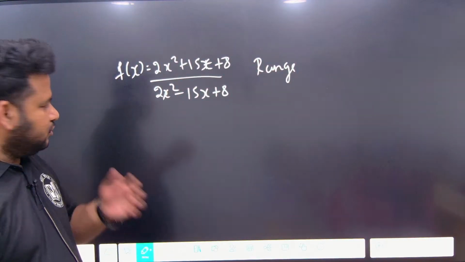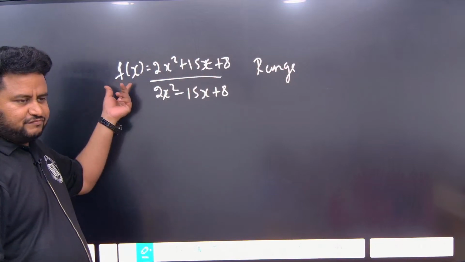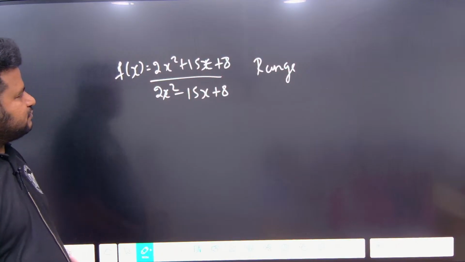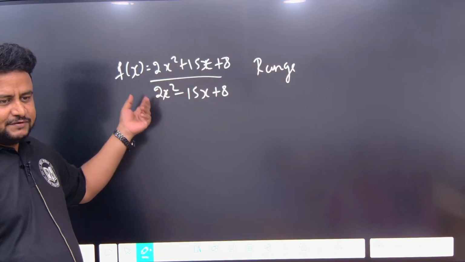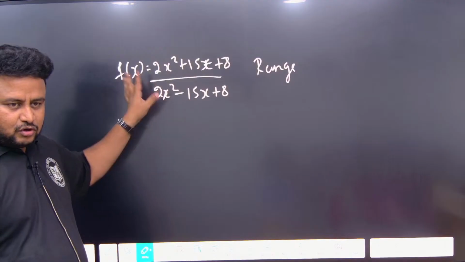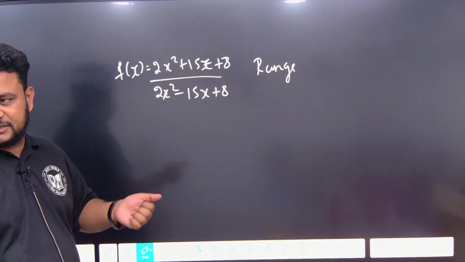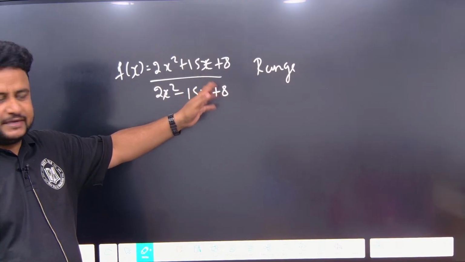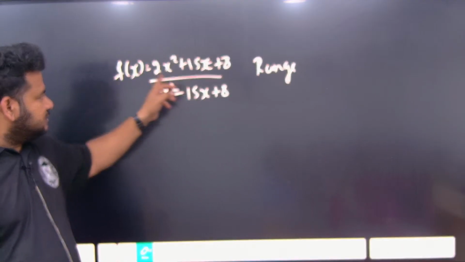Range, that is what I told you basically. If you equate y = f(x), then you will get the range. Now here in this question, this is of which form? (ax² + bx + c)/(ax² − bx + c). Normally also you can solve, but you will use the shortcut method. Here you will use f(±√(c/a)). What is c here? 8. And a is 2.